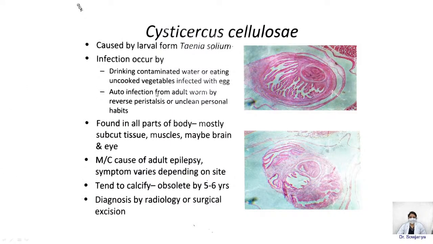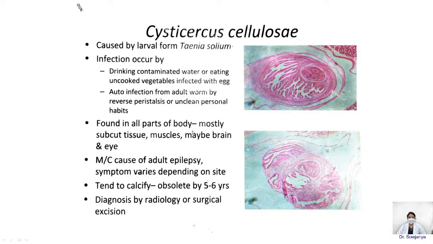So now coming to Cysticercus cellulosae, this is the larval form of Taenia solium. The disease caused by this larval form is cysticercosis. So, how does man acquire the infection of cysticercosis, Cysticercus cellulosae? It occurs by ingestion of contaminated food like uncooked vegetables, which are infected with eggs, and also drinking contaminated water. And there is also possibility of auto-infection from adult worm by reverse peristalsis or unclean personal habits.